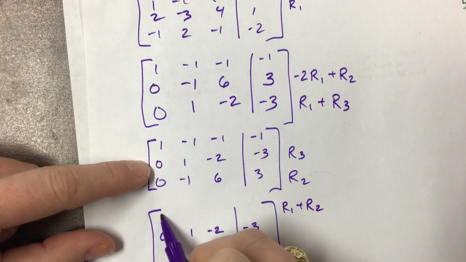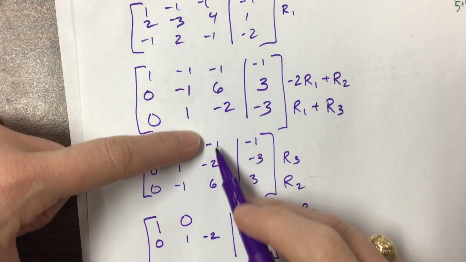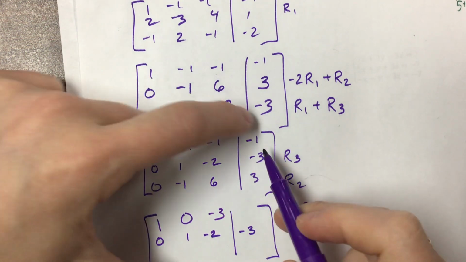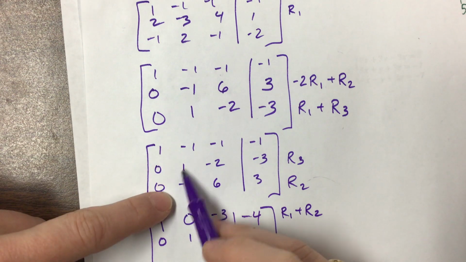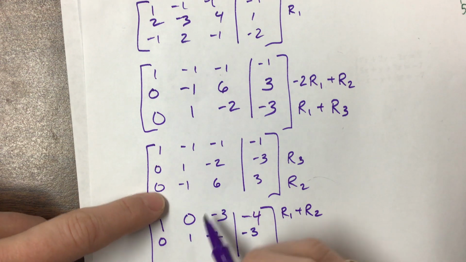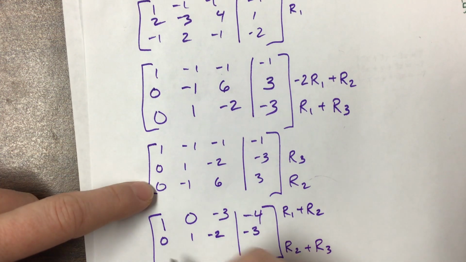So 0 plus 1 is still 1. -1 plus 1 is 0. -1 plus -2 is -3. I'm just adding, that gives me a -4. Notice adding these two rows, I'll get a 0 in this spot. So now I'm going to do row 2 plus row 3. 0 plus 0 is 0.